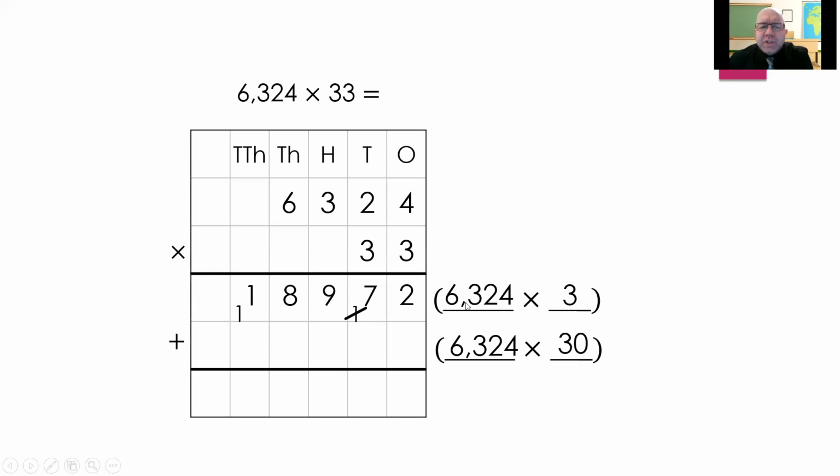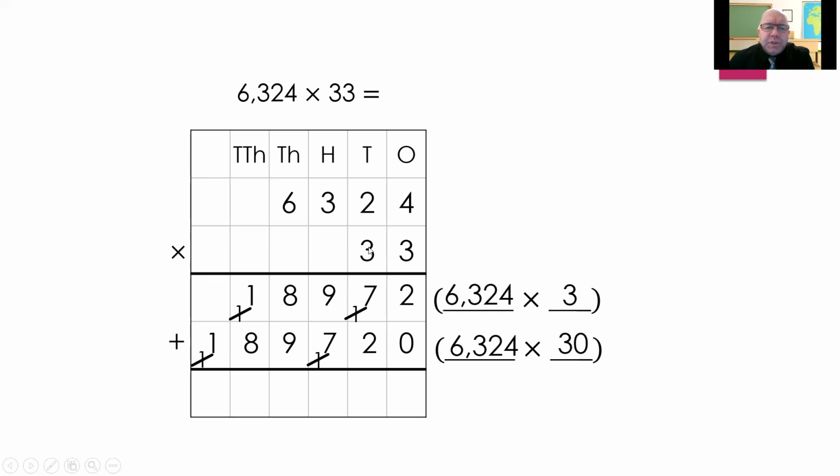Next, we're going to concentrate on the 30. Now, remember, to do this, put in your placeholder, put in your 0, and then we can treat it as if it's just a 3 because we've made everything 10 times bigger. Same as before, 3 lots of 4 is 12, carry the 1 across. 3 lots of 2 is 6, plus the 1 becomes 7. 3 lots of 3 is 9, and 3 lots of 6 is 18.